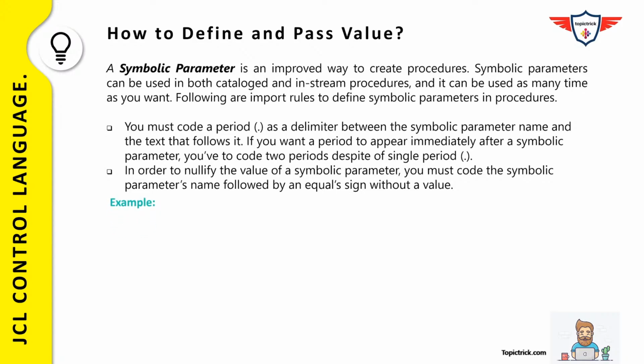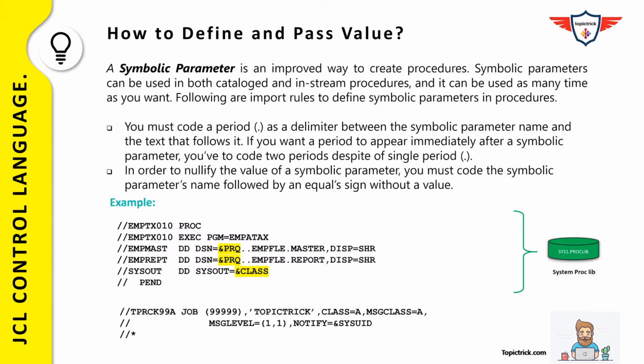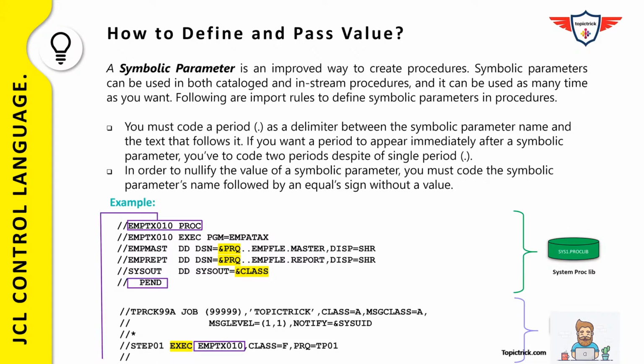The following example illustrates how to use symbolic parameters in your catalog or in-stream procedure. In this example, we have a catalog procedure which is stored in the system library, that is SYS1.PROCLIB, and the catalog procedure name is EMPTX010. The proc is actually using two datasets. The first one is the employee master with a DD name of EMPMAST, and the second one is the employee report, with a DD name of EMPREPT.